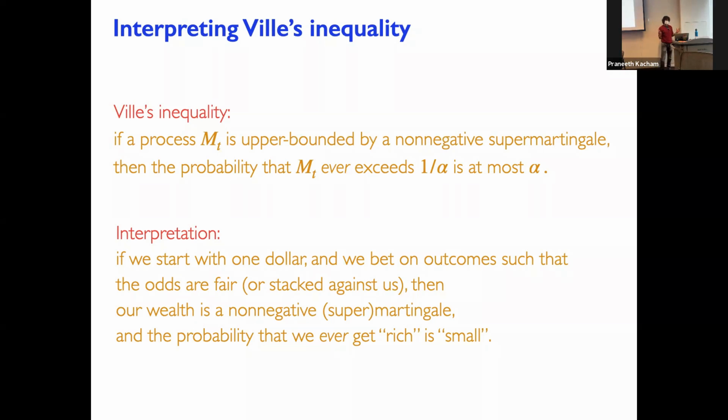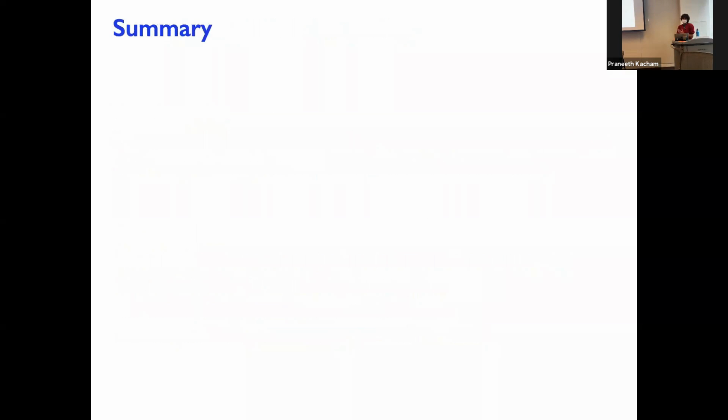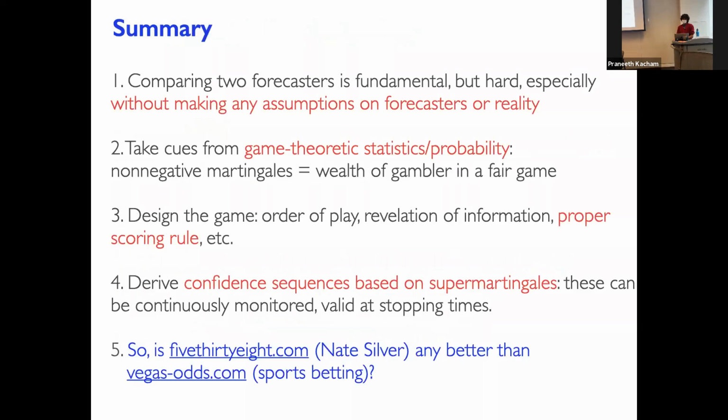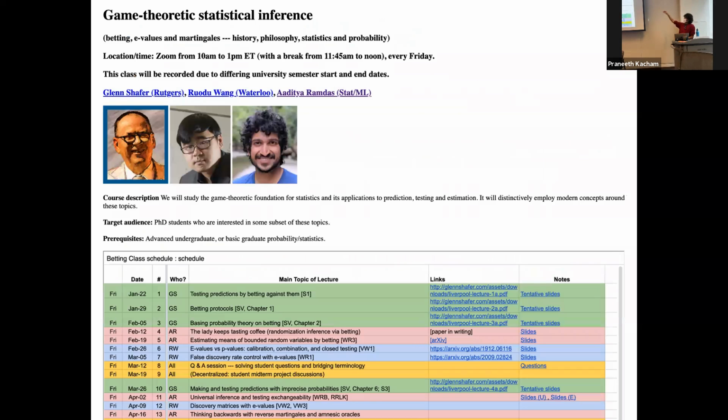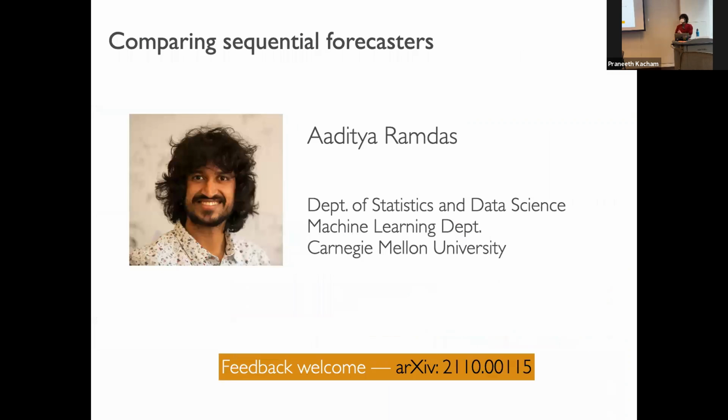So it turns out that Ville came up with this not using mathematical language, but very much using game theoretic language. I taught a course last semester on game theoretic statistical inference, and there are plenty of slides and papers up. If this kind of thinking at the intersection of game theory and statistics interests you, I'm happy to chat offline or take questions. But now that we're at time, I want to thank all of you, and feedback is welcome. The paper is on arXiv, and thanks.